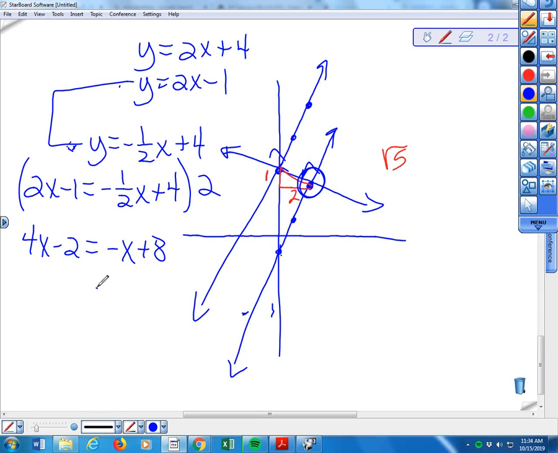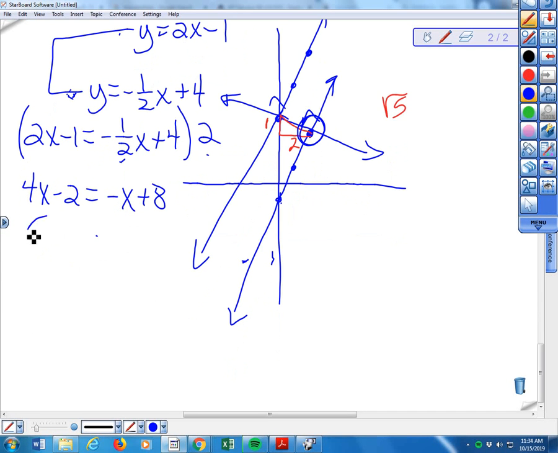Multiply by what? 2, the denominator, so I can get rid of it. Okay, now it's easy to solve. 5x equals 10. X equals 2. So I know the x coordinate of that intersection point is 2.